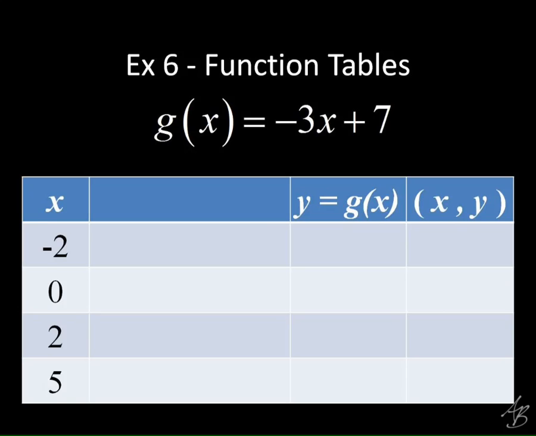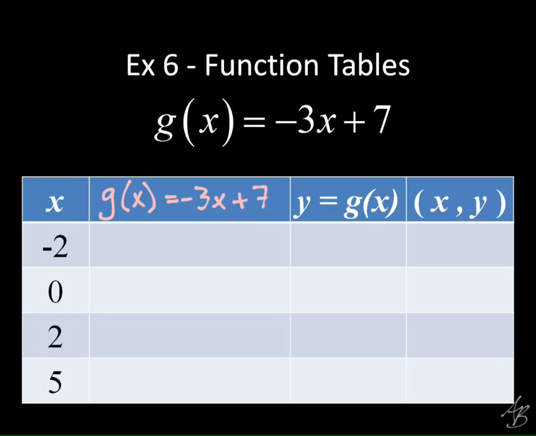All right, so we're going to do one more. This function is not f of x, but it is g of x. So we can use different letters for functions. And so in this one, we're going to write our function g of x equals negative 3x plus 7 up top. And we're going to do the same thing, except we're plugging it into g instead of f.